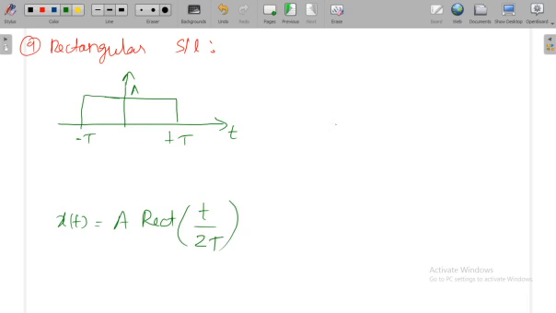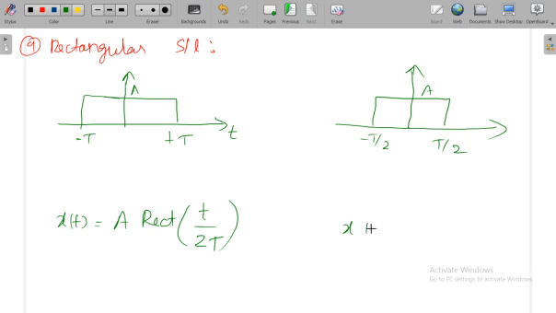Or sometimes in the exam question, they give it like this also, minus T by 2 and then plus T by 2. This is A. Then how do I denote it? This is x of t equal to A rect of small t divided by T only, because T by 2 plus T by 2 is T only. So this is the idea.